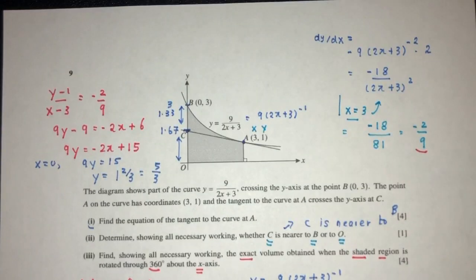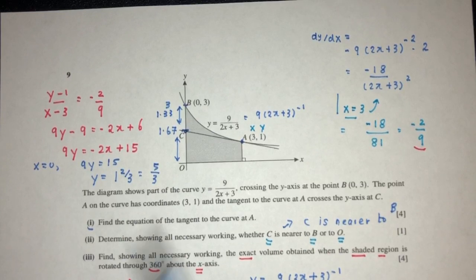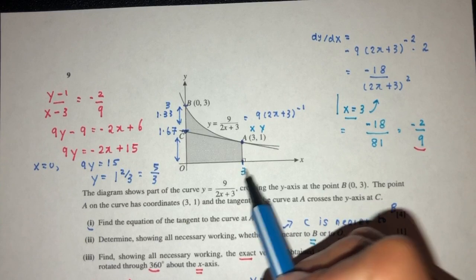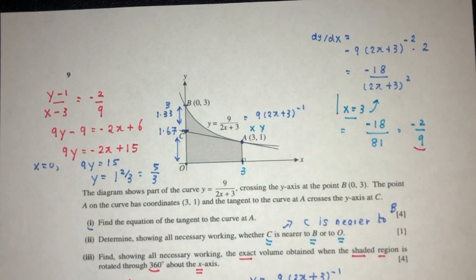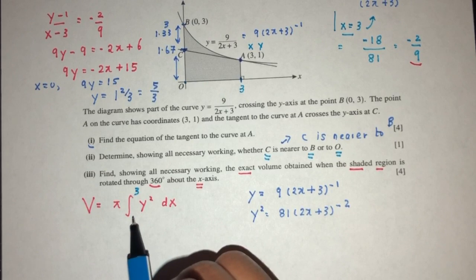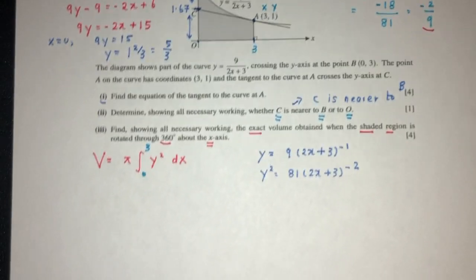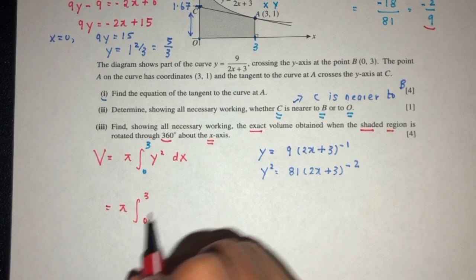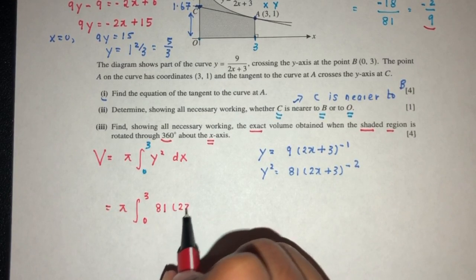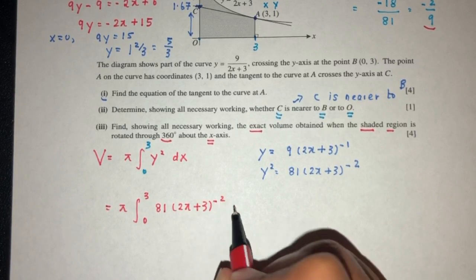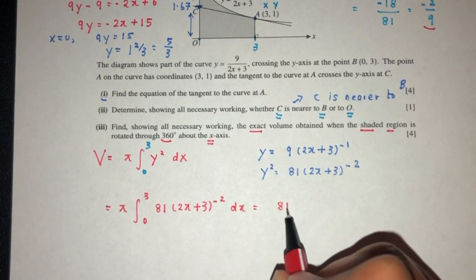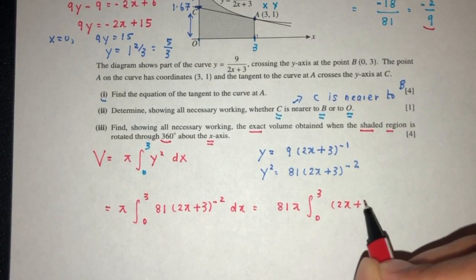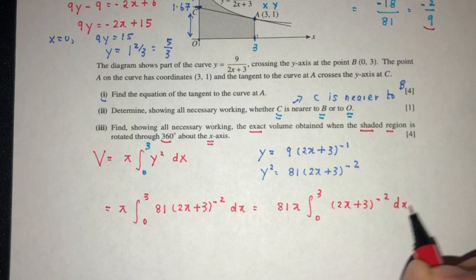But let's think. Okay, so here we have the curve. So we have to find all that volume. So the curve we have here, this is the point 3, 1. This is 0. So we have the limits of 3 and 0. So let's solve this integral. So volume will be pi, and that should be from 3 to 0, and we have 81, 2x plus 3 to the power minus 2 dx. That should be 81 pi from 3 to 0, 2x plus 3 to the power minus 2 dx.